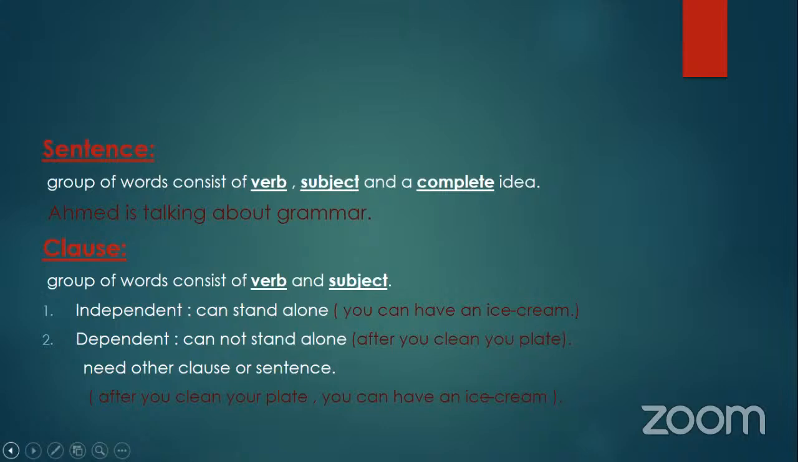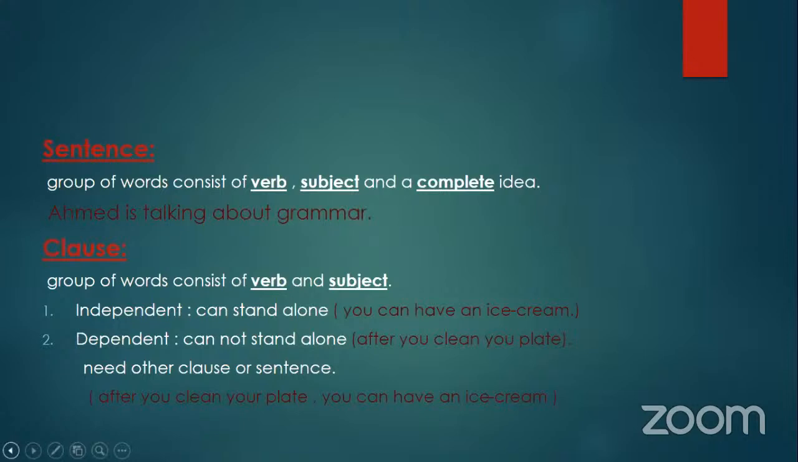The other thing is the clause. The clause is a smaller unit than the sentence. It only needs a verb and a subject, so no need for a complete idea. Also, some clauses have a complete idea. So based on that, we can divide them into independent and dependent clauses. So the independent one can stand alone because it has a complete idea like the sentence, and we can consider it as a sentence.